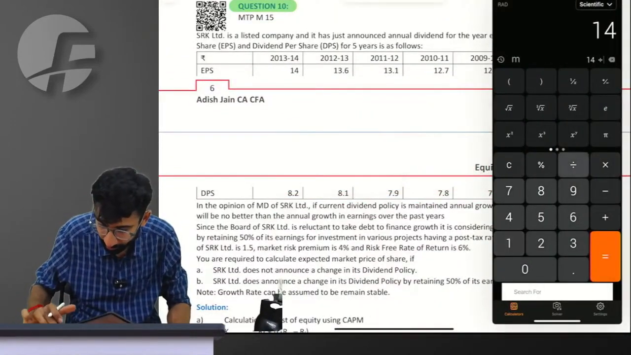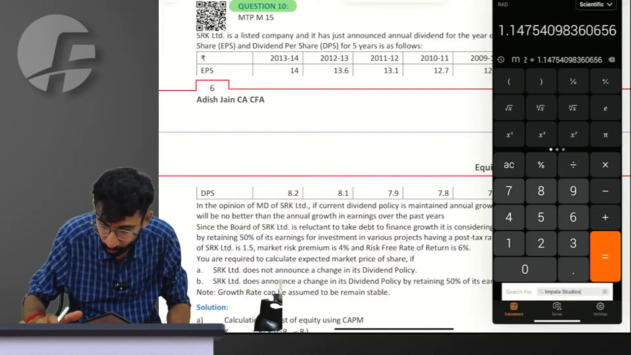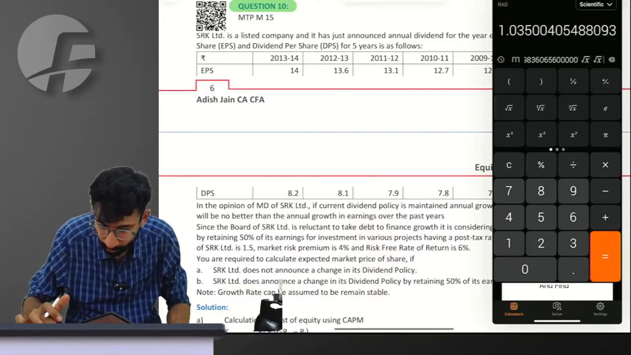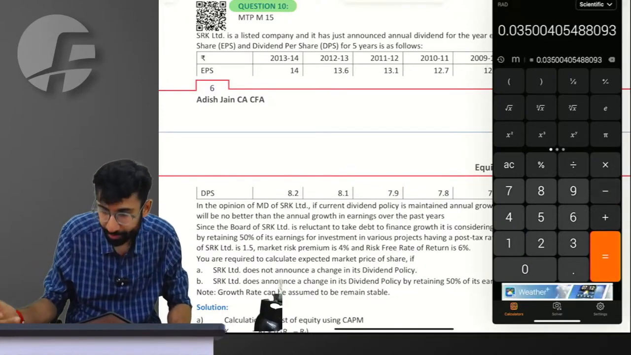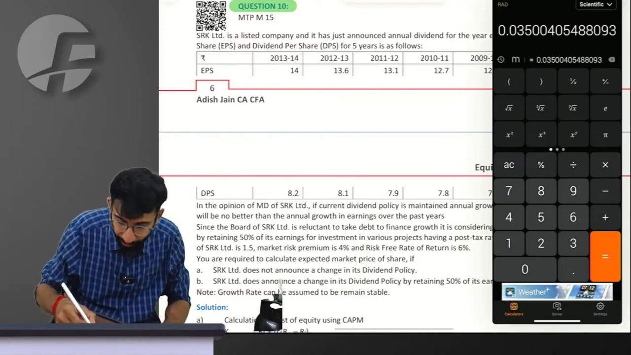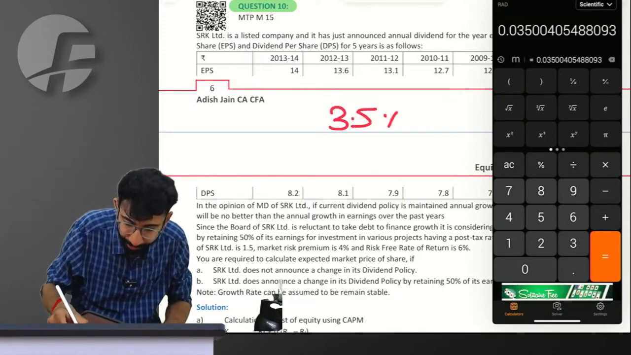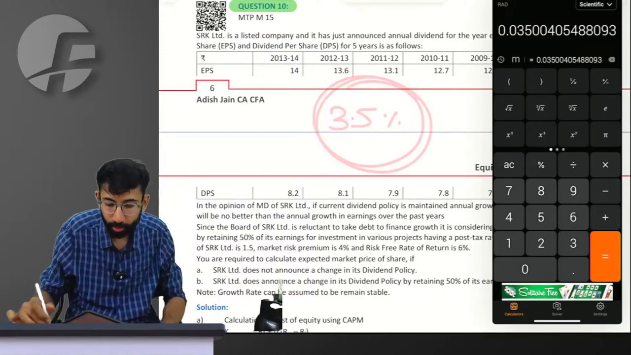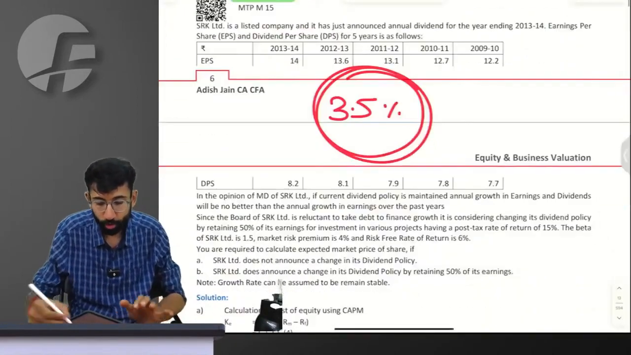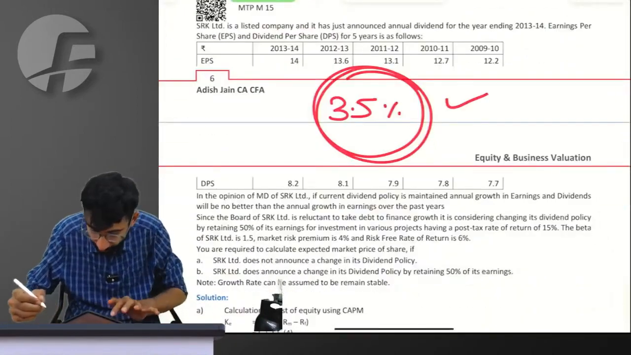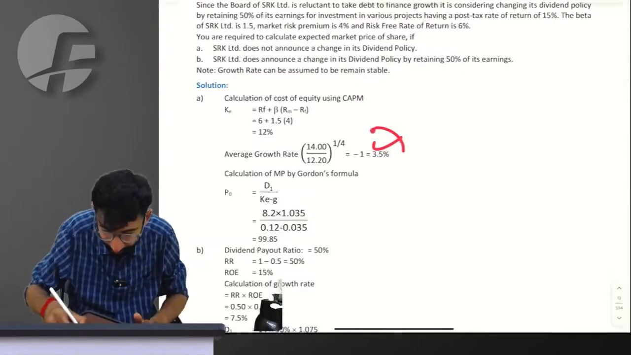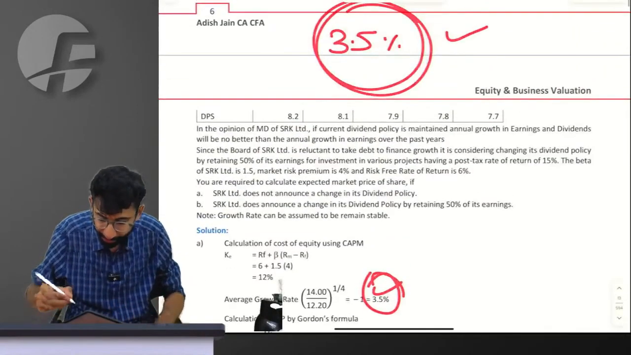14 divided by 12.2, raised to the power of 1 over n, minus 1, gives you 3.5% as the historical growth rate, which will be assumed as the future growth rate as well. Are we done till this point? Yes. Let us now calculate KE.